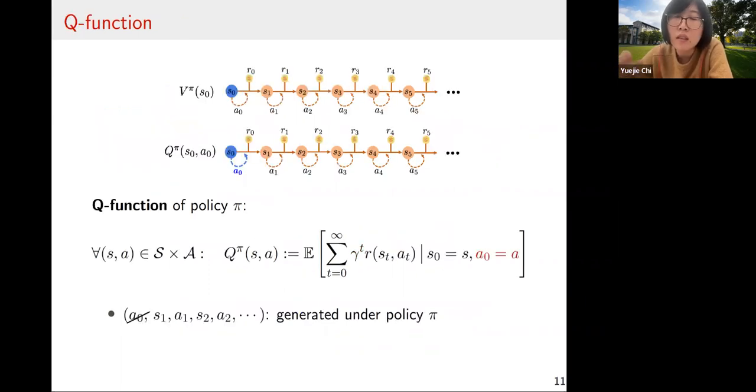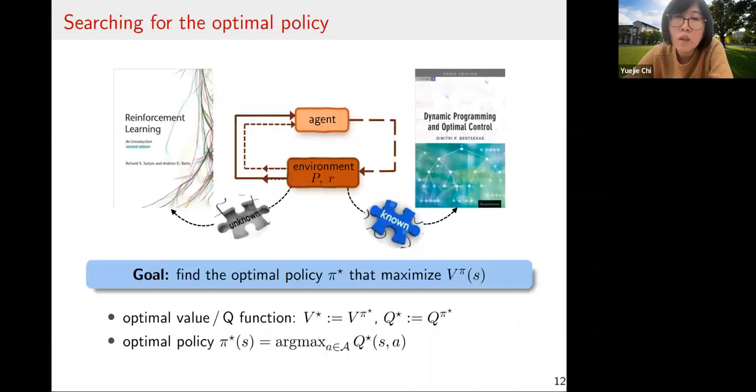Another very important quantity is the Q function, which is defined very similarly to the value function, with the exception that I allow myself to take the first action arbitrarily and then follow the policy pi for the rest of the actions. So the Q function is a two-dimensional function defined over both the state space and the action space, while the value function is only defined with respect to the initial state. You'll see later that both of these are very important in the development of reinforcement learning and dynamic programming in general.